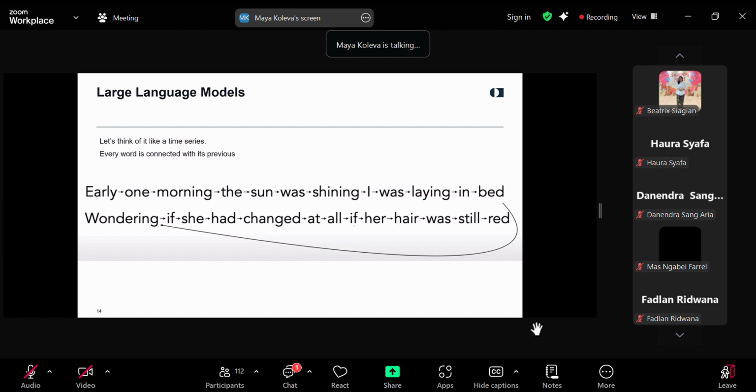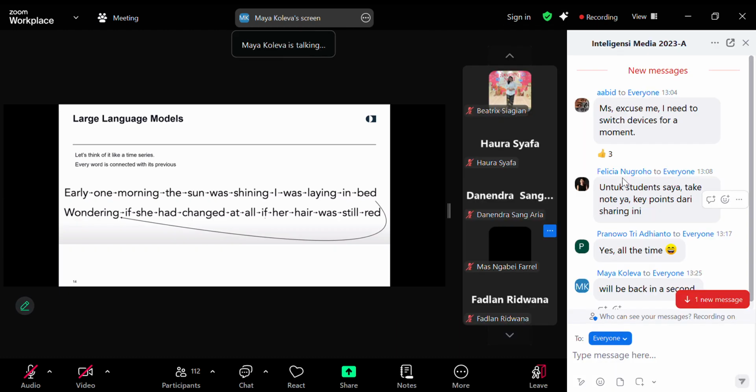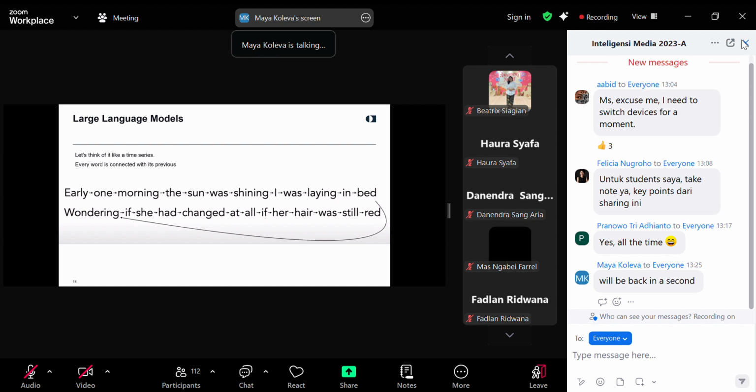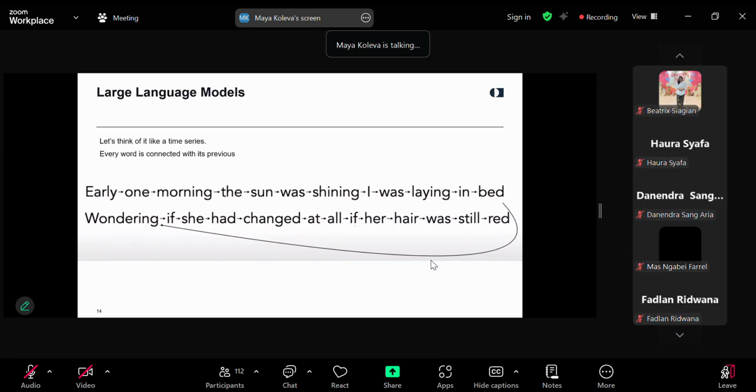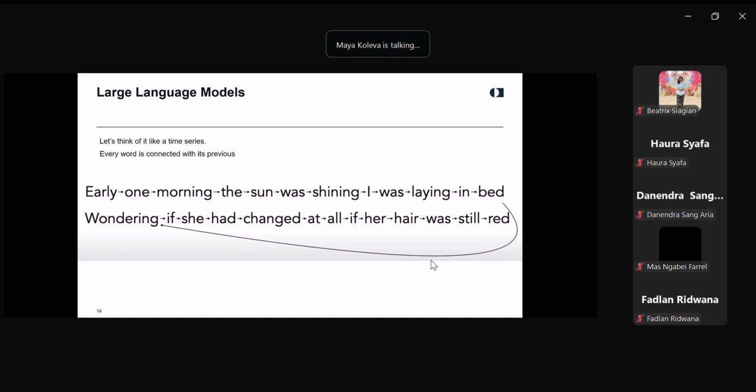Think of an LLM like a brain trained on tons of text, like books, websites, lyrics, conversations. And the model is designed to learn how words flow together. So when it sees a part of a sentence like early one morning the sun was shining and I was laying, it can guess the next word might be in bed because it's seen that pattern or something similar many times before in training. What is important is that models treat a sentence and a text as a sequence of words.